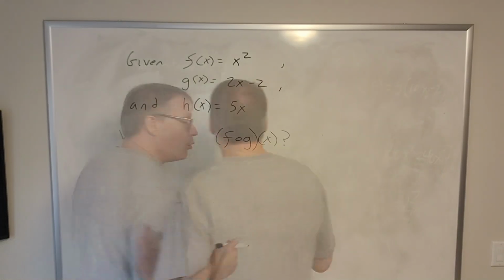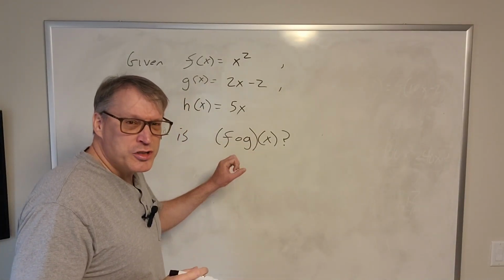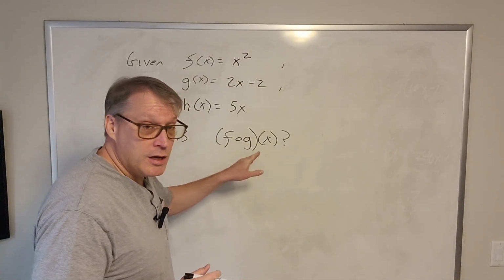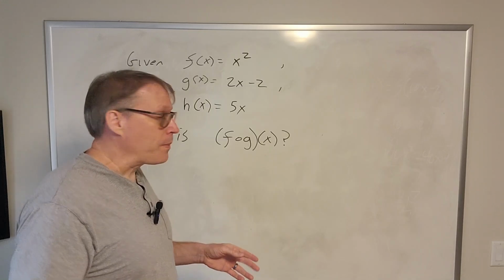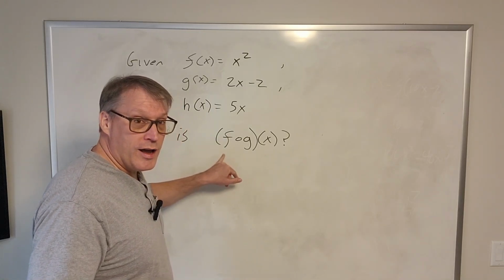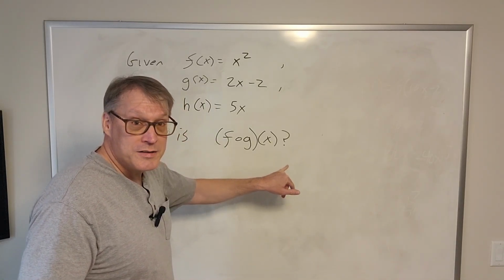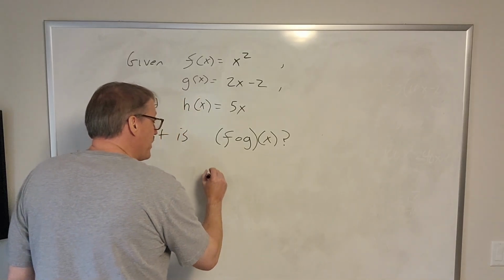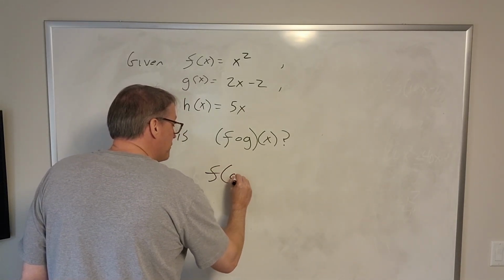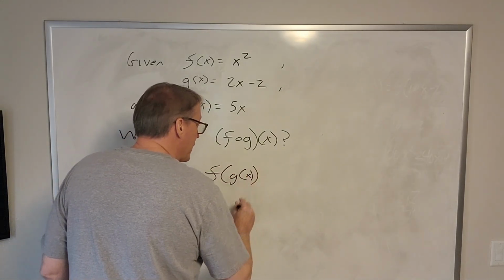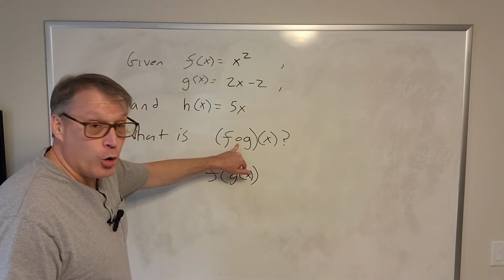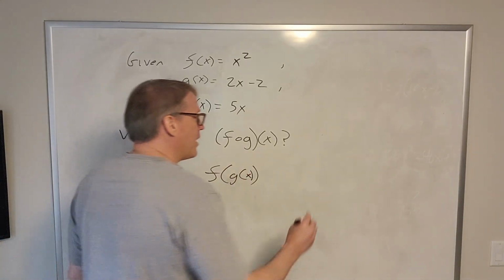But they'll say, what is f, and it looks like a circle O, g of x? What in the world? This is shorthand for f of g of x. So this is the same thing as asking, what is f of g of x? So if you ever see the little O in the middle, it looks kind of like this.